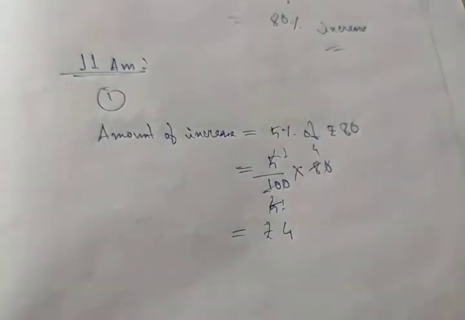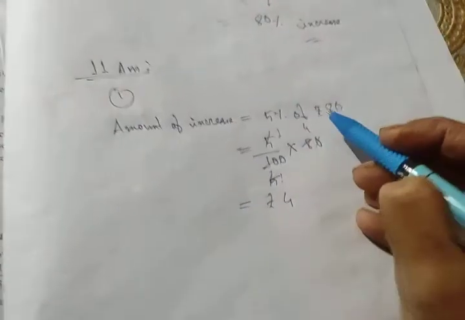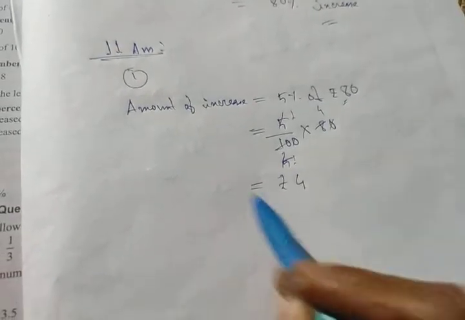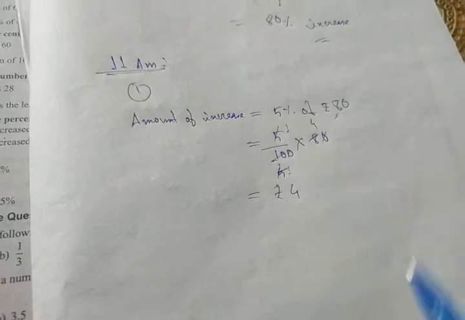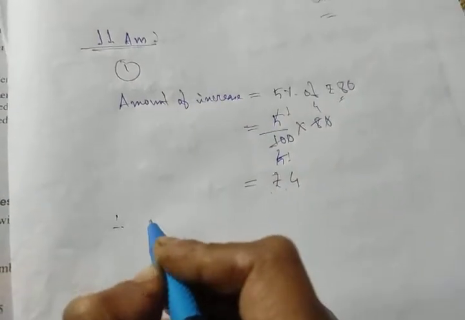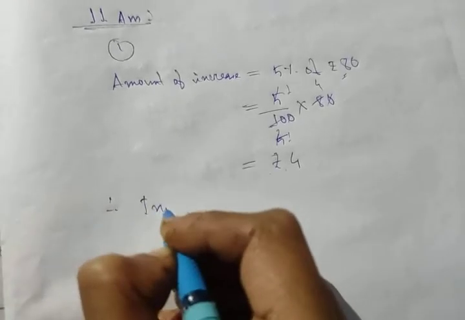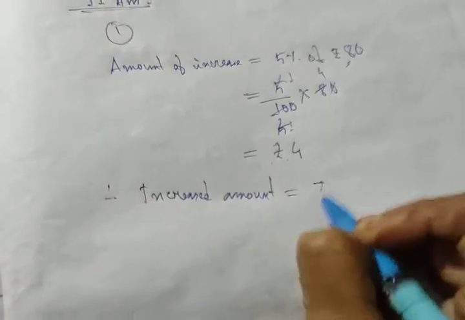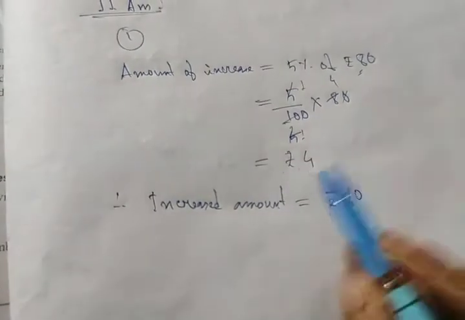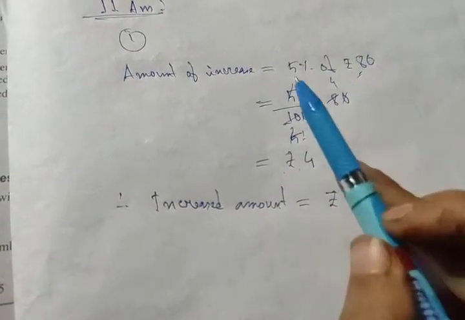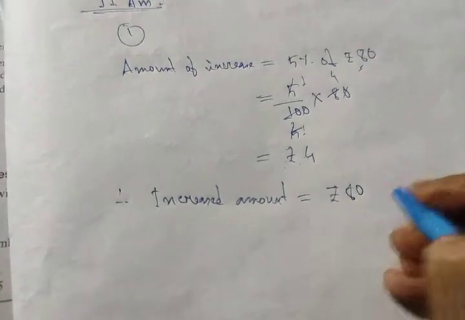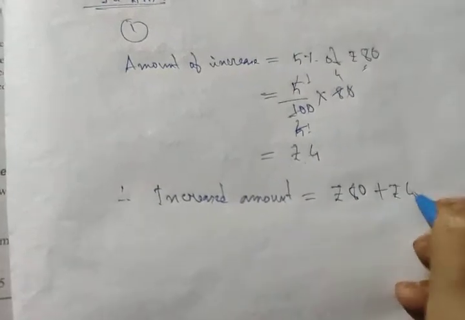Rupees 4. Therefore, the original amount was rupees 80. How much increased? Rupees 4 increased. So now the increased amount is equal to rupees 80. 80 was there initially, and again it is increased by 5%. So 5% of 80, that means rupees 4.